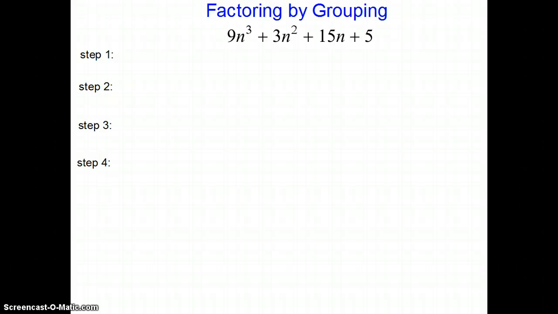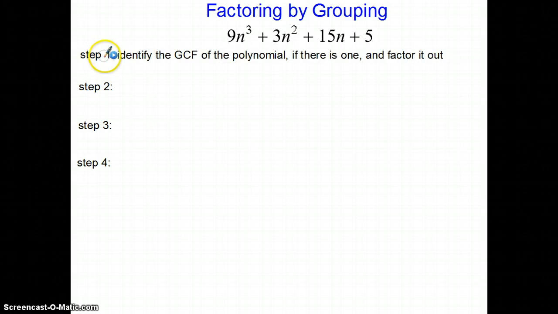We're going to now go into factoring by grouping. Step 1 when you are factoring by grouping is we are going to identify any greatest common factor of the whole polynomial if there is one. So I look at this entire polynomial, all 4 pieces, and see if there's anything in common. I have a 9 and a 3. Those are both divisible by 3. And so is 15. But 5 is not. Since all 4 terms do not have a common factor, I am unable to factor out a GCF.